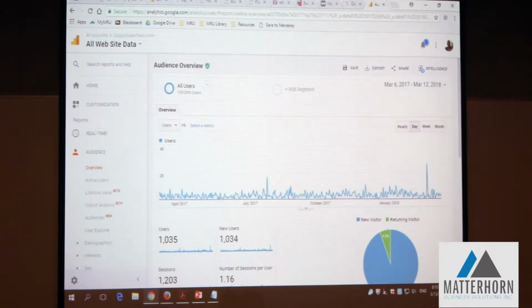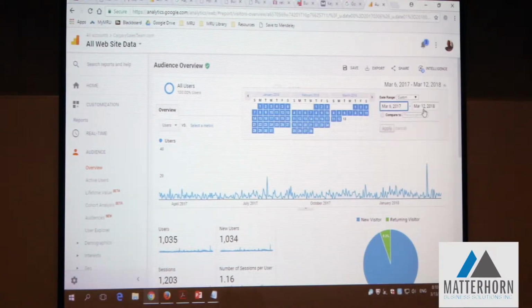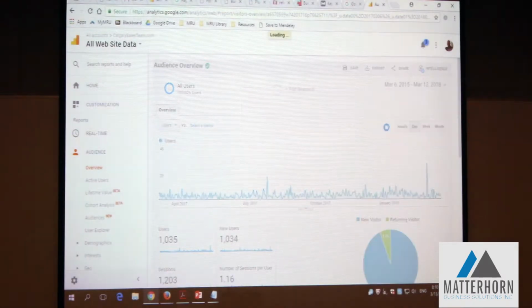So the first thing is the audience overview. And it just shows you how much traffic you've gotten over time. And you can change these time periods if you want to do comparisons, like March 1st to 31st, or March 13th, 2017 to today, 2018, and then do year over year, see what's going on. Or you can just put it in here and visually look at it.